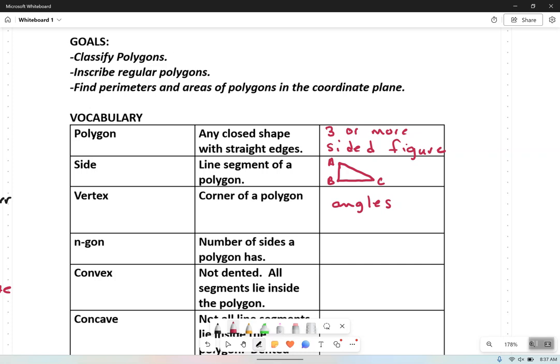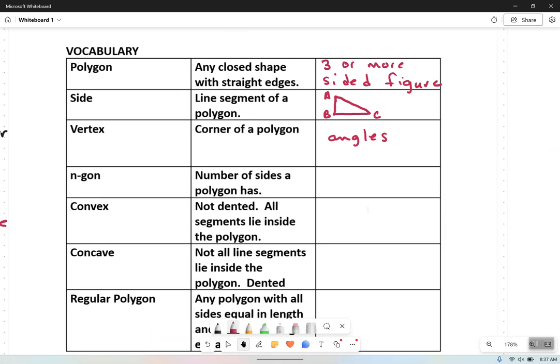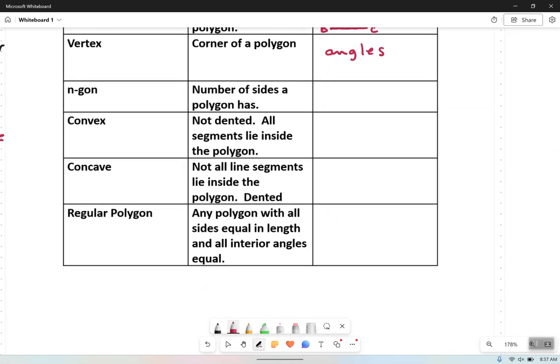Okay. An n-gon: the number of sides a polygon has. So if I say you have a 16-gon, how many sides are there? 16 sides. Now, there are specific names for all of them. A three-sided figure is called what? This is the one I always get tripped up on. There could be a lot of different names for a four-sided figure, but what one name classifies all four-sided figures?